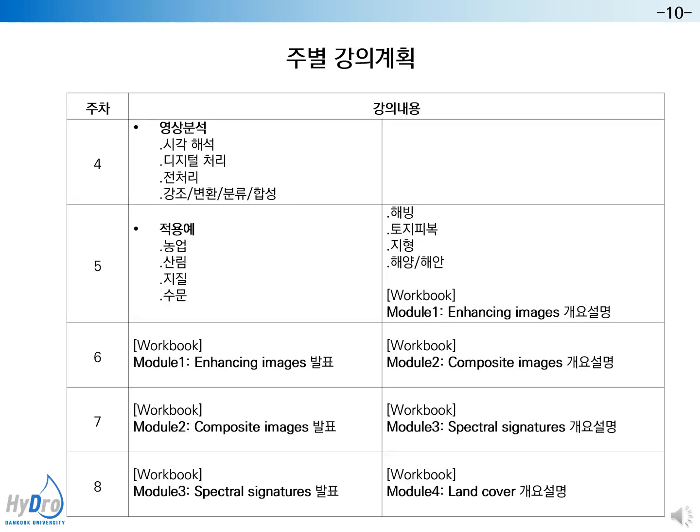In the fourth week, we will cover the key techniques of image analysis. Here, you will learn various methods for interpreting and analyzing remote sensing data. The main topics include visual interpretation, digital processing, and pre-processing. You will also learn how to enhance and transform image data, and how to perform classification and composition using these techniques. Through this process, you will acquire the skills to analyze remote sensing data and extract meaningful information.